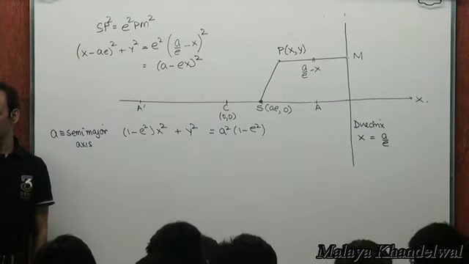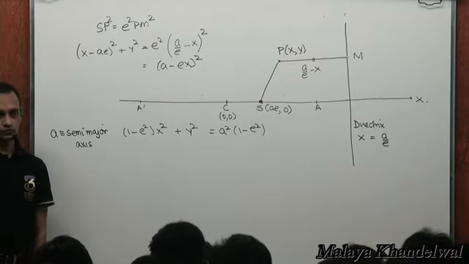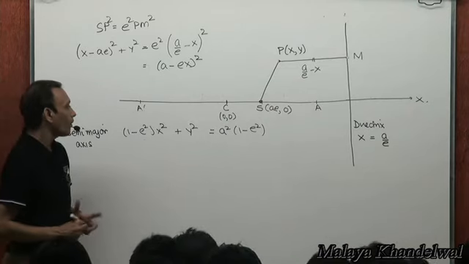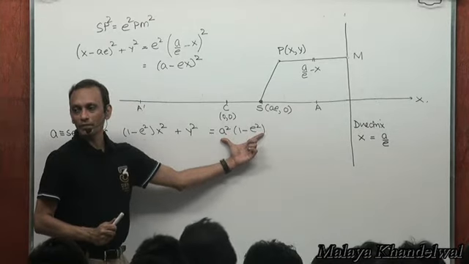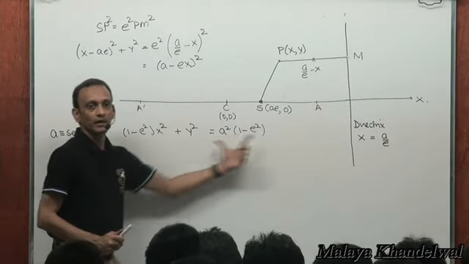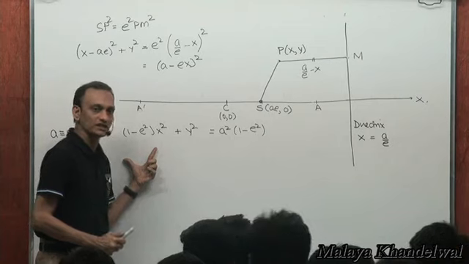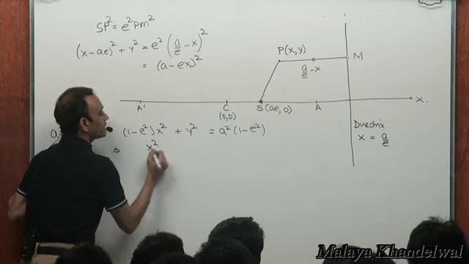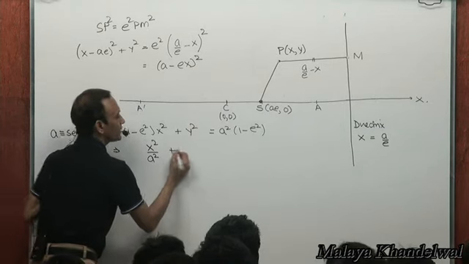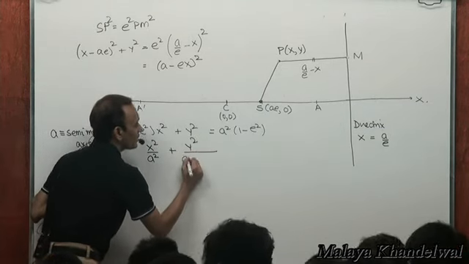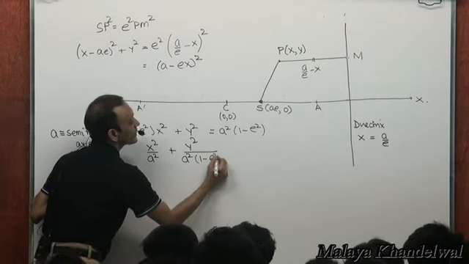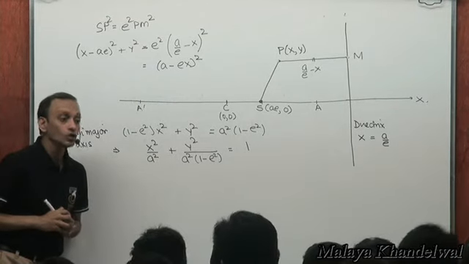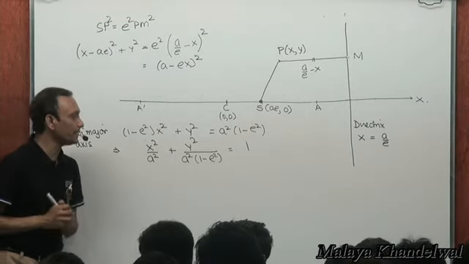See if it makes sense to you. Right? I divide both sides by A squared into 1 minus E squared. So I end up getting X squared by A squared plus Y squared by A squared into 1 minus E squared equal to 1. True for all x, y lying on the ellipse. Right?